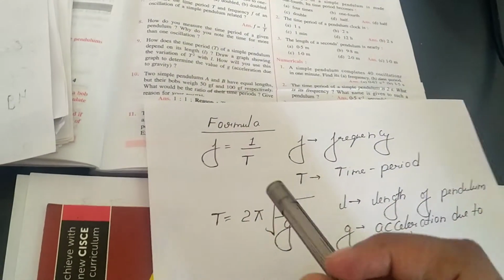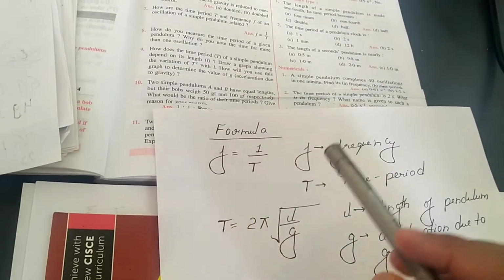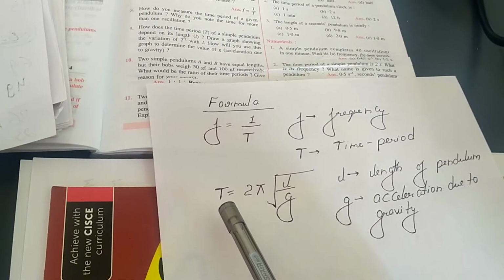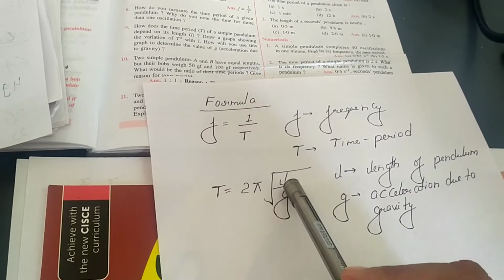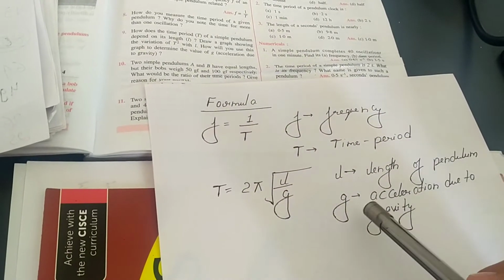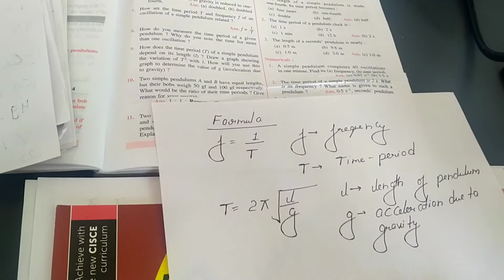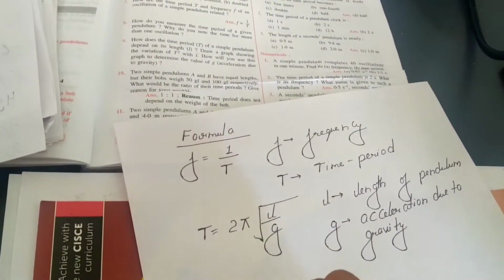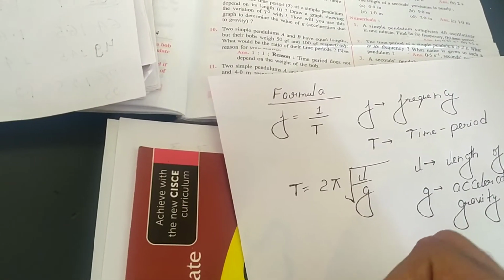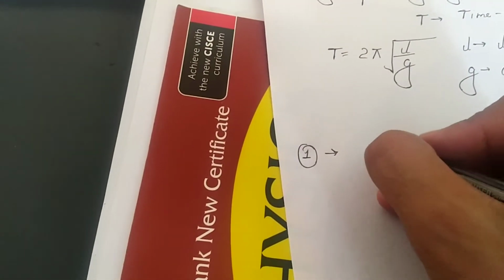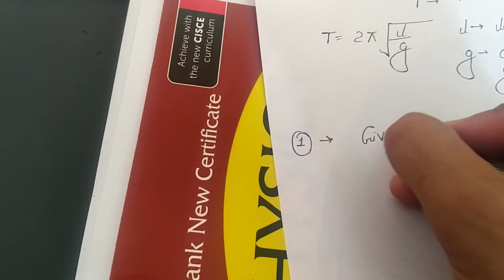These are the formulas which we will be using. F is equal to 1 by t, where F is frequency and t is time period. And the second formula which we will be using is t is equal to 2 pi under the root L upon g, where L is the length of the pendulum and g is acceleration due to gravity, right? So always I tell my students whenever they do a numerical, first of all they should write the given. What is given in the question?